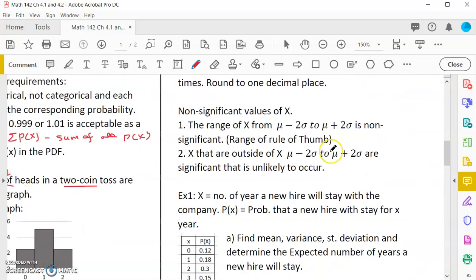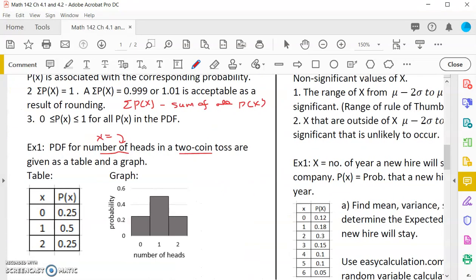So let's do an example. This one is valid, right? Because if I add 0.25 plus 0.5 plus 0.25, sigma P of X is equal to 1. This is something that I would check first. Added together is 1, and then each one is between 0 and 1, between 0 and 1, and between 0 and 1. So it's a valid PDF.